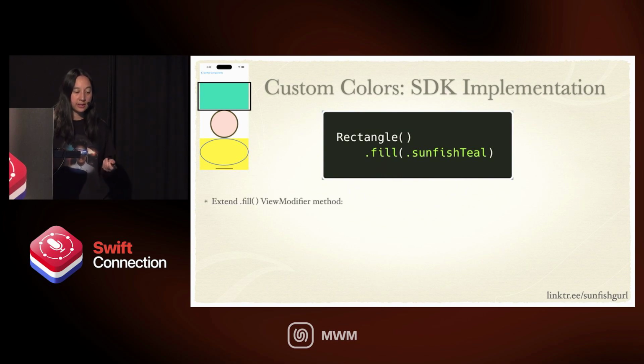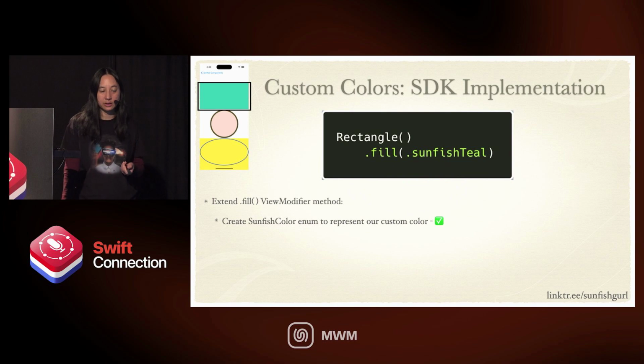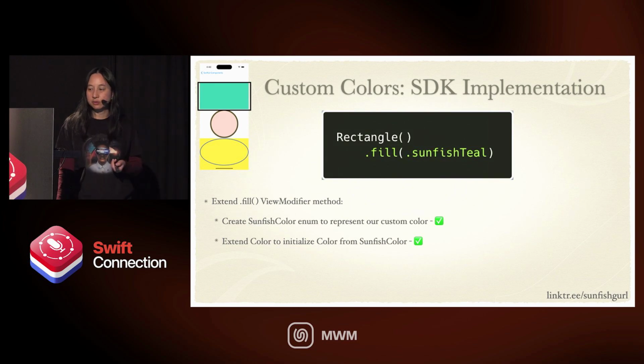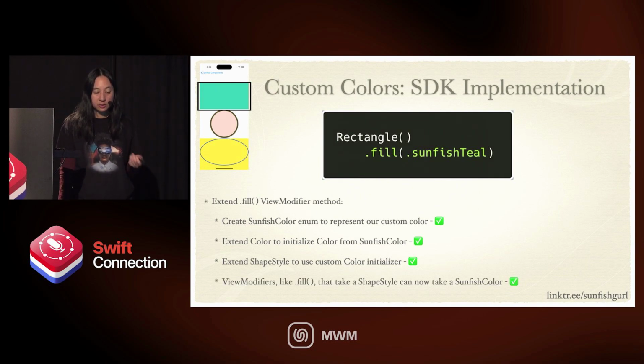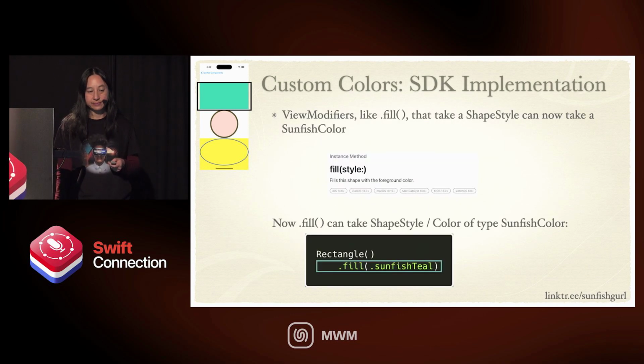So in order to extend the fill view modifier method, we've already created our enum. We've already extended color to initialize color from sunfish color. And we've extended shape style to use our custom color initializer. So now our fill view modifier can take a shape style of type sunfish color, sunfish teal.